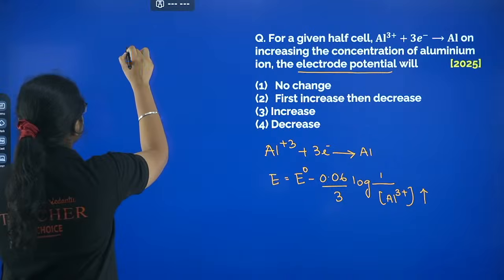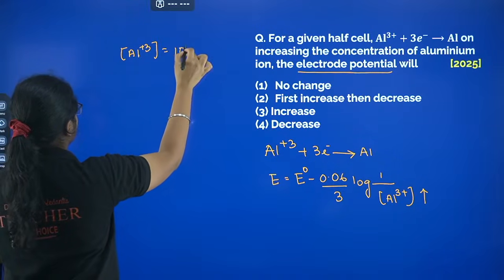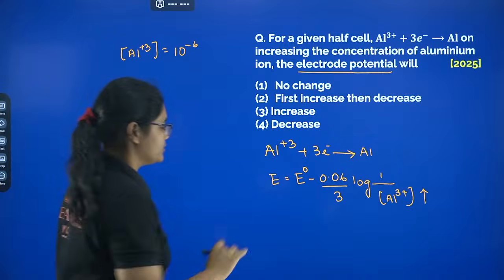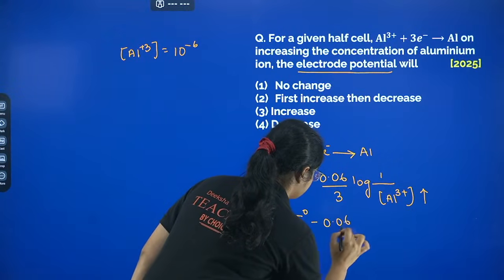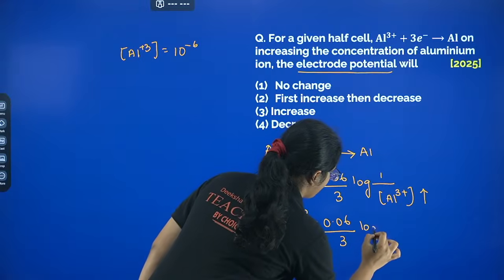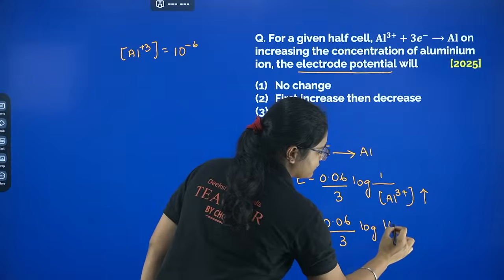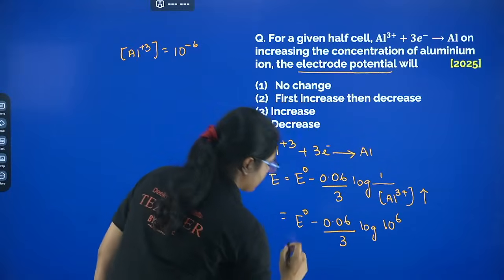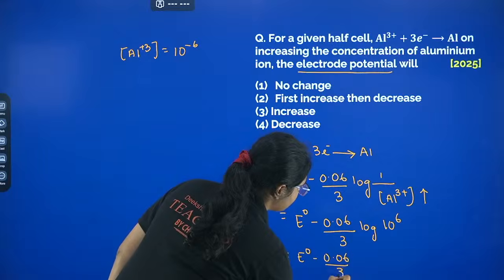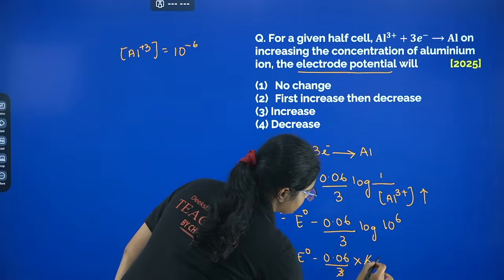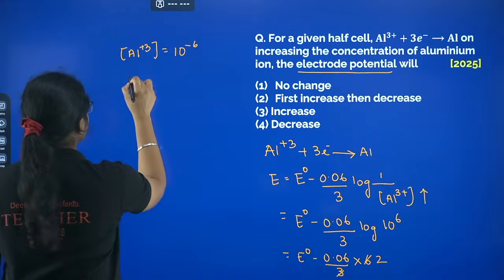See, now suppose we'll consider first, let the aluminium 3 plus concentration be 10 to the power of minus 6. Okay, let us assume. So what I will get here? E naught minus 0.06 by 3 into log of 1 by 10 to the power of minus 6. Okay, that goes up. You will get 10 to the power of 6. 6 comes here. What you will get? E naught minus 0.06 by 3 into 6. So you are subtracting 0.06 into 2. Now let me take now second case.